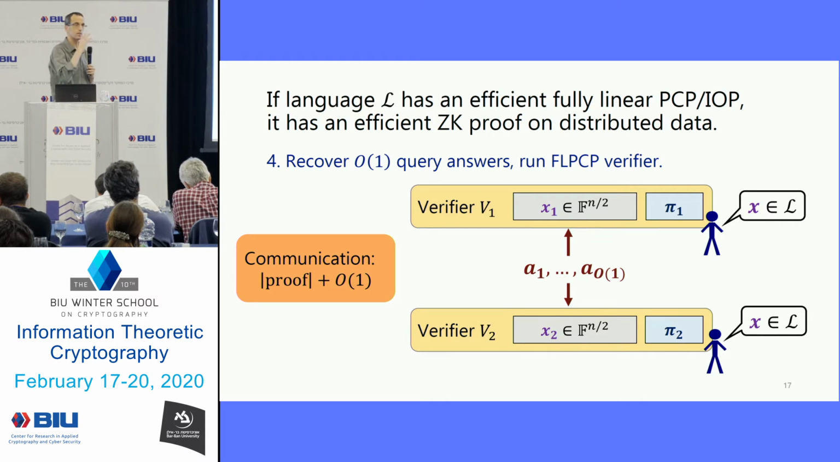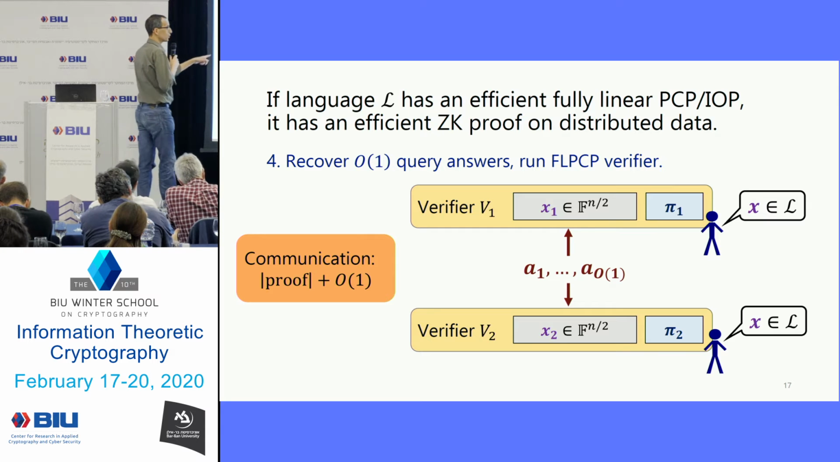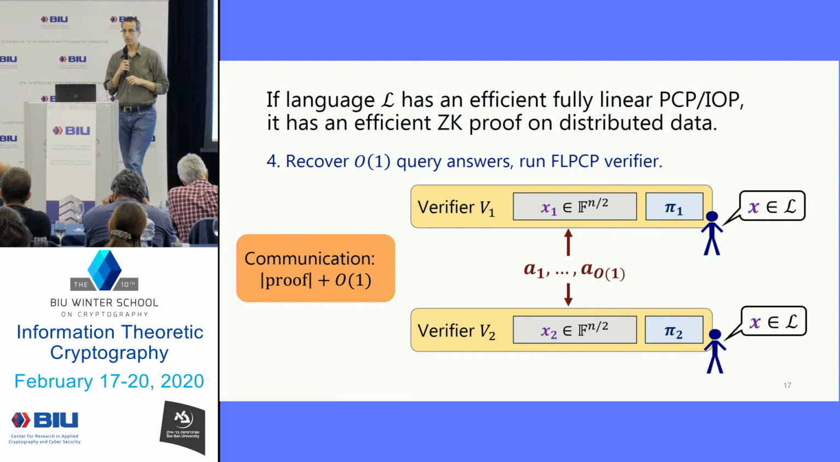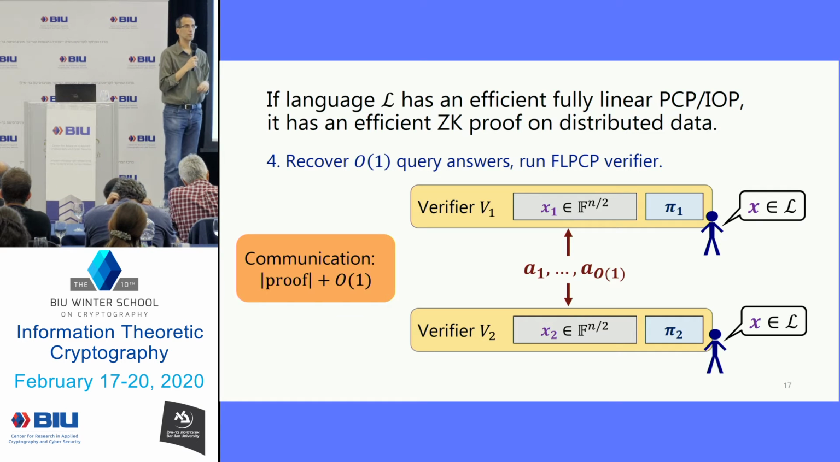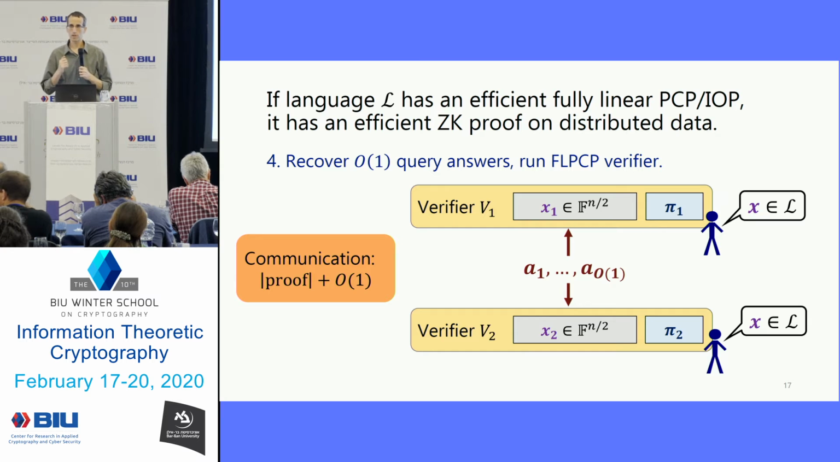So now let's notice the communication. The whole point here is efficiency. The communication is low. It's the proof size. This is what the prover sent. And just a little bit of communication between the verifiers. So if the proof is short, and this is what we want to achieve, short PCP proofs, then the zero knowledge proof will be short.